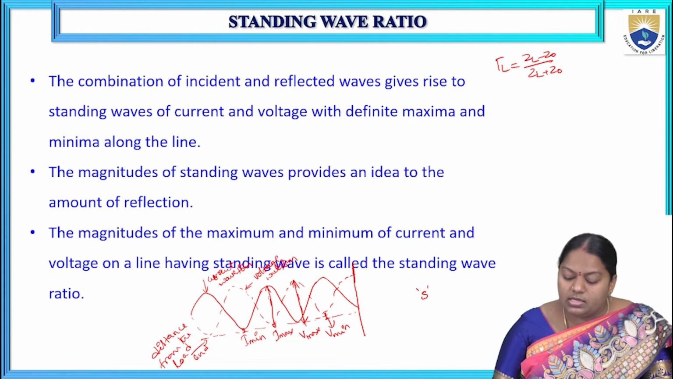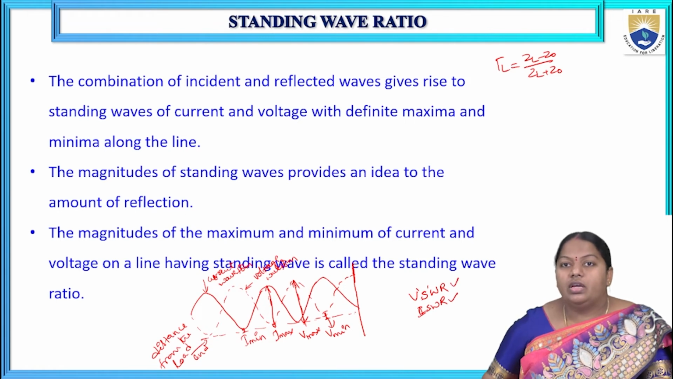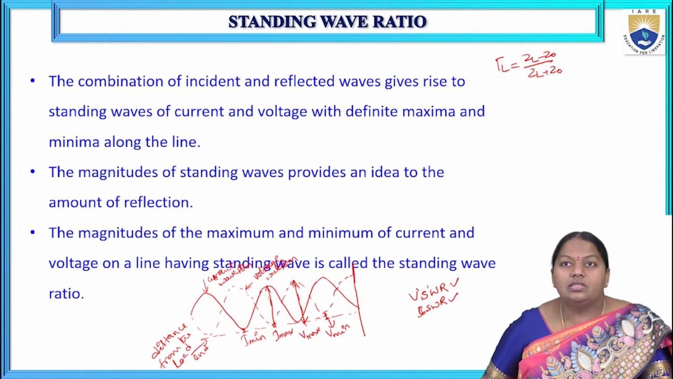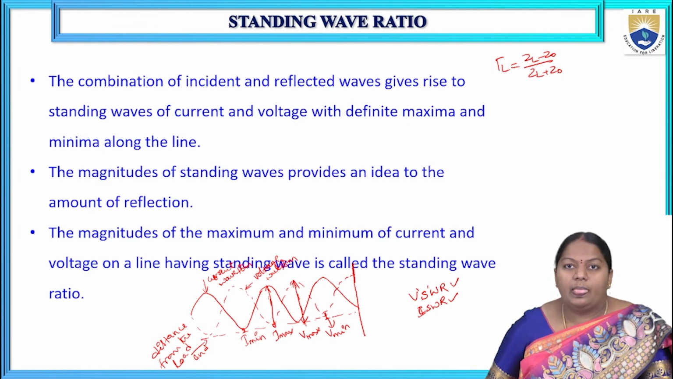There are two cases of standing wave ratio. If we are talking about voltages, it is VSWR, the voltage standing wave ratio, and if we are talking about current, it is ISWR or CSWR, the current standing wave ratio. Now we are going to derive the mathematical equation for the standing wave ratio.